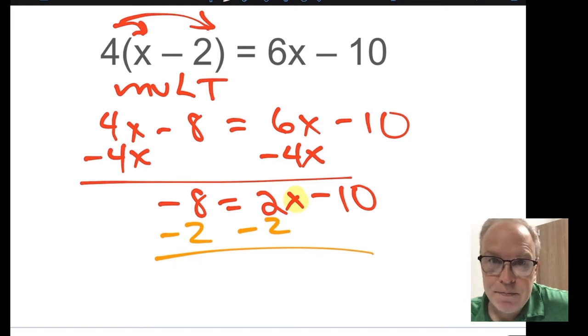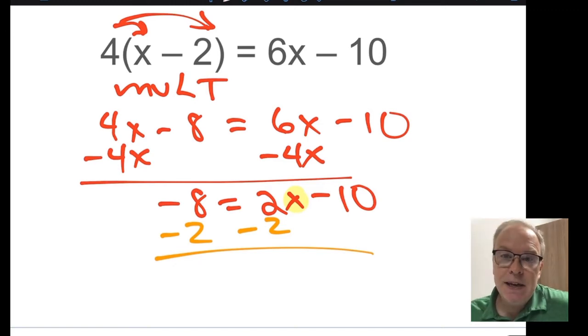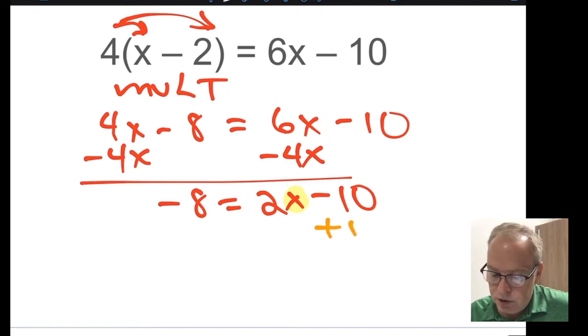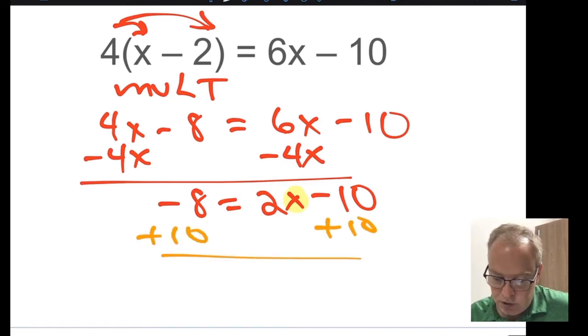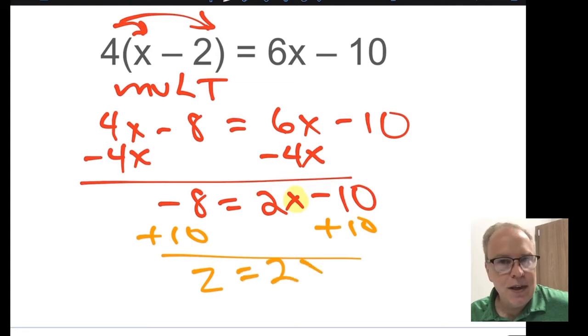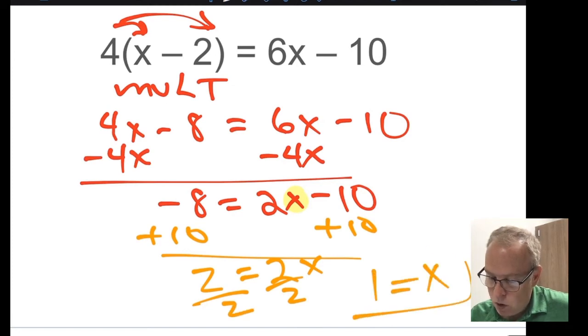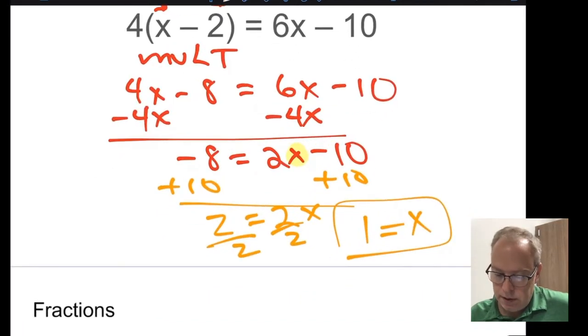All right, the answer to my question is that's wrong because the 2 is attached to the x by multiplication, and the only way you can undo multiplication is with division. So you could divide everything by 2 right now, but that can get messy, and just trust me, always see if you can add or subtract to the other side first. And then the last thing you do is multiply or divide, in this case divide. So x equals 1. All right.